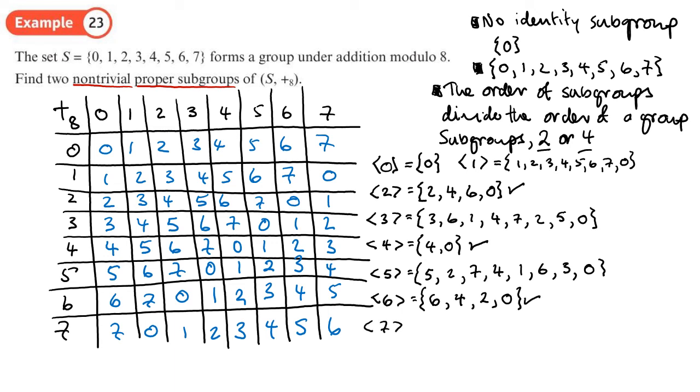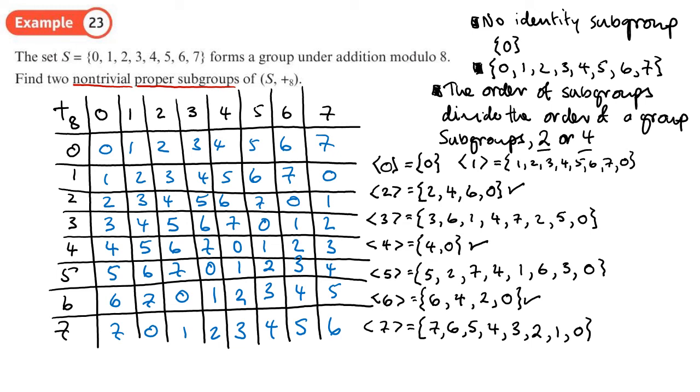And last one, 7. What does 7 generate? So 7, then 14, that's remainder 6, then 21, remainder 5, 28, remainder 4, 35, remainder 3, 42, remainder 2, 49, remainder 1, and then 56, no remainder. Oh, look at that, it actually generates the whole group going like this. It's interesting. Again, this is not a proper subgroup.